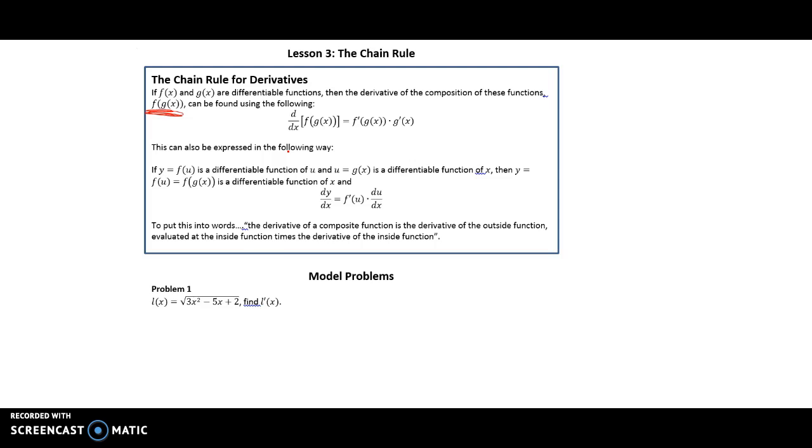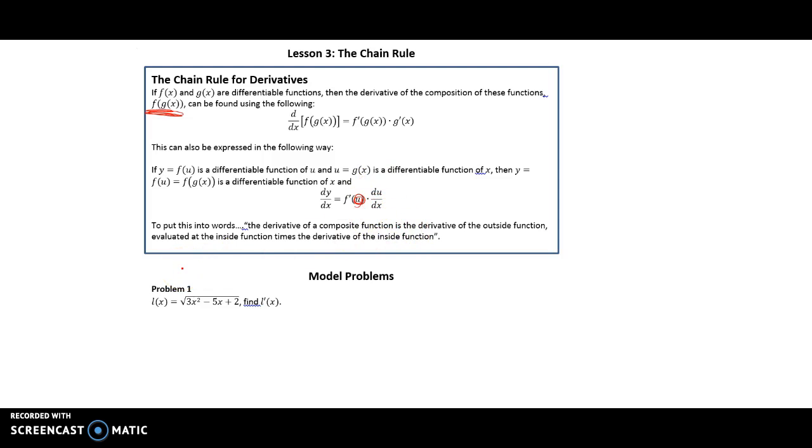So we can also use the notation described next: if y equals f of u, and that's differentiable, with u equaling another function called g of x, and that's differentiable, then y equals f of u would be the same as f of g of x, also differentiable. And we could find our derivative by taking the derivative of f, keeping that u intact inside of f, and then multiplying by the derivative of u with respect to x.